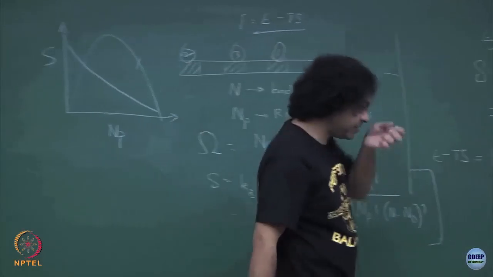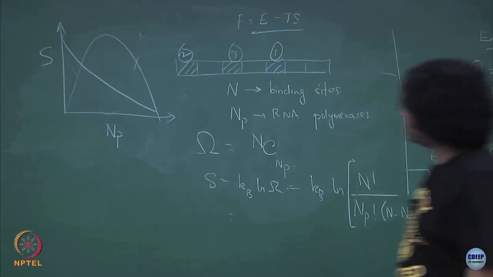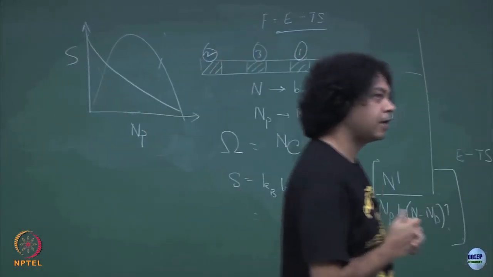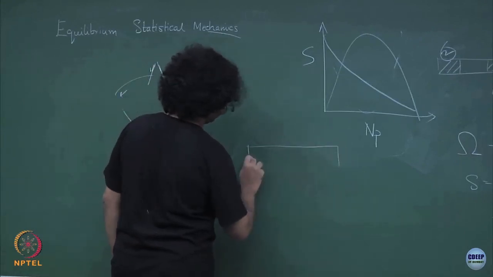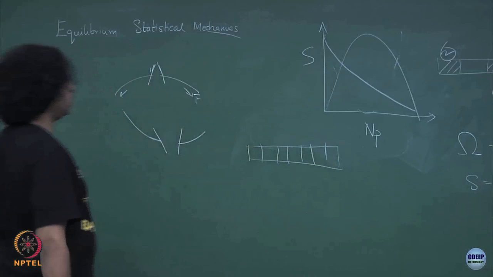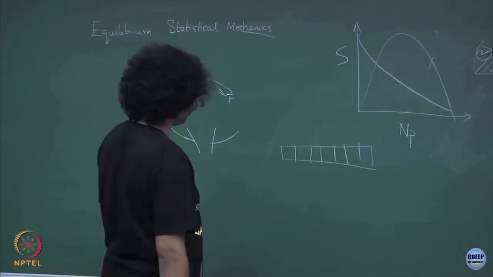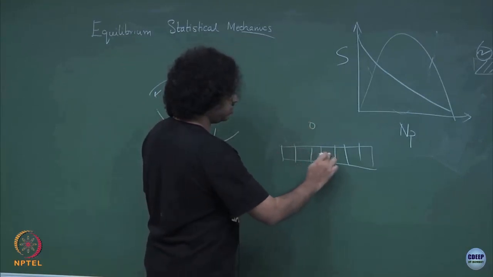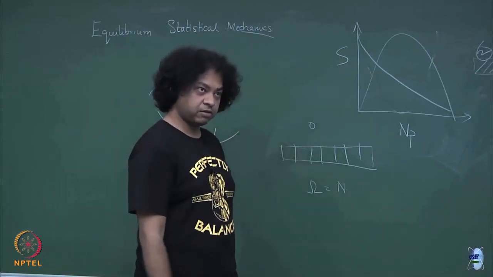So, Aditya, tell me why you say maximum at the center? When NP is N by 2, okay. Shogato, why will it decrease? Let us say I had these binding sites, and I had only one RNA polymerase, right. So, this one polymerase I can place in any one of these N ways. So, each of them is a configuration. So, my omega is N, right.